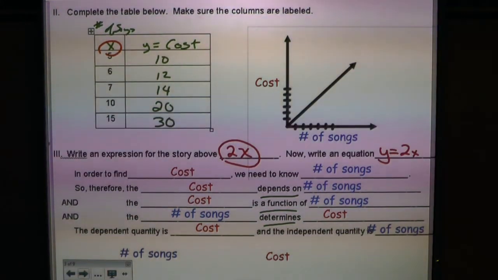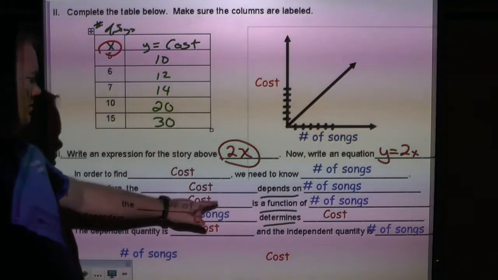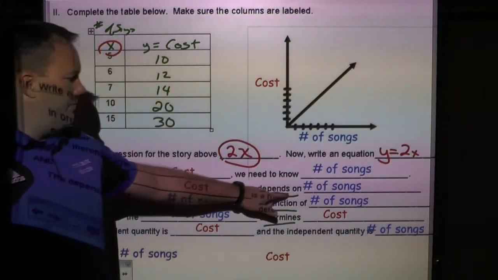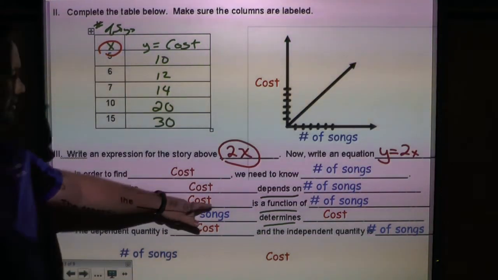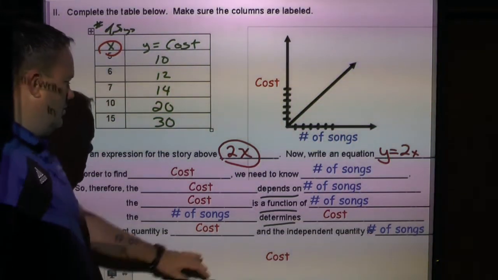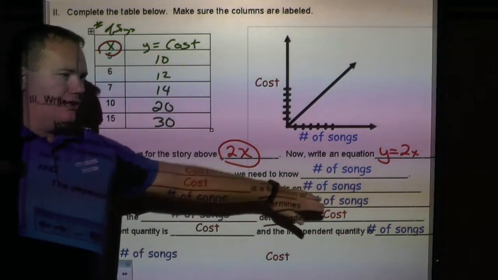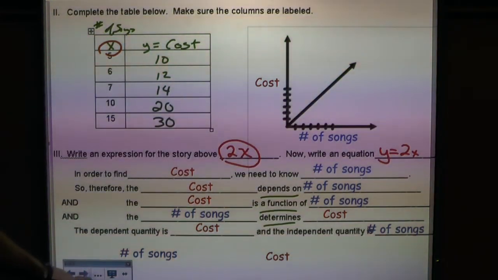All right. When you have this depends on statement, we're going to talk about this a little more later. The dependent depends on the independent quantity. When you see the phrase is a function of, it's the same thing. The dependent is a function of the independent quantity. Determines is different. Determines is backwards. The independent quantity determines what the cost is, or your dependent quantity. So remember those phrases. You're going to see those a lot. I mean a lot. All right, so let's look at the next one.